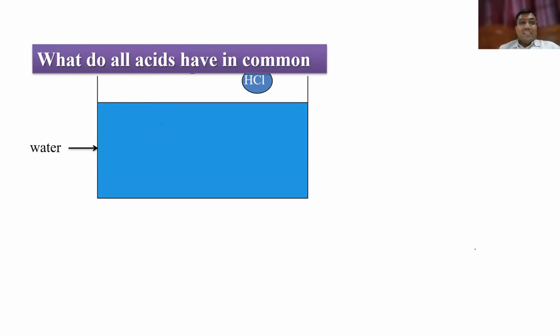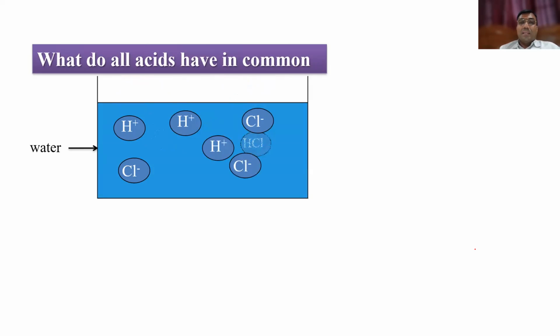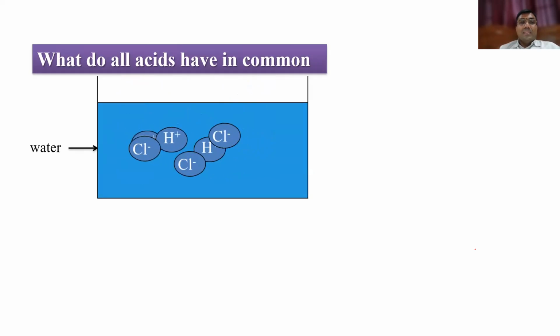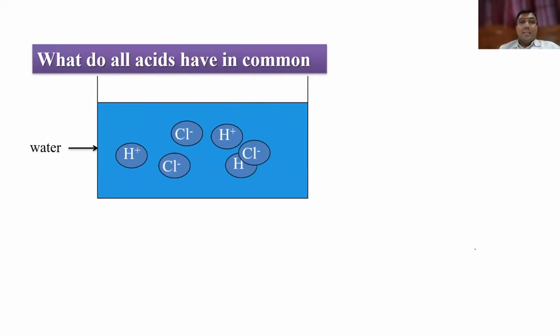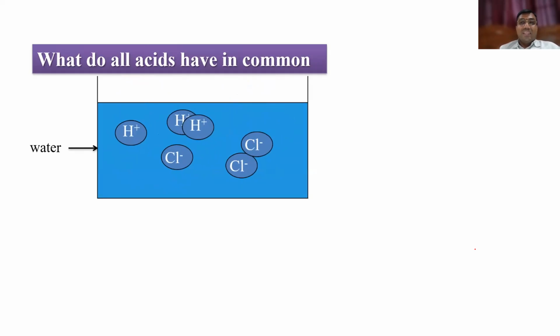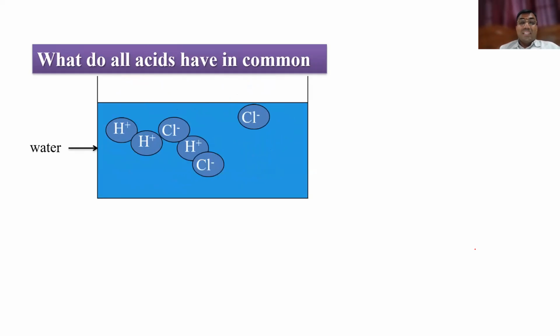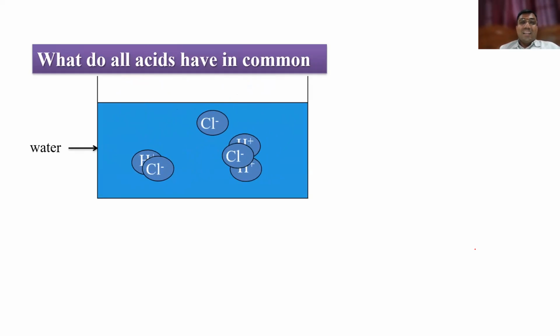So what do the acids have in common? When you add HCl to water, it dissolves. There is a complete ionization. Whenever there is a complete ionization, they are called strong acids, right? But weak acids are not like that. They are partially ionized. So in all cases, what happens? There is a complete ionization, and there are ions. Ions are moving in the solution. That's why they're conducting. They are conducting in nature.